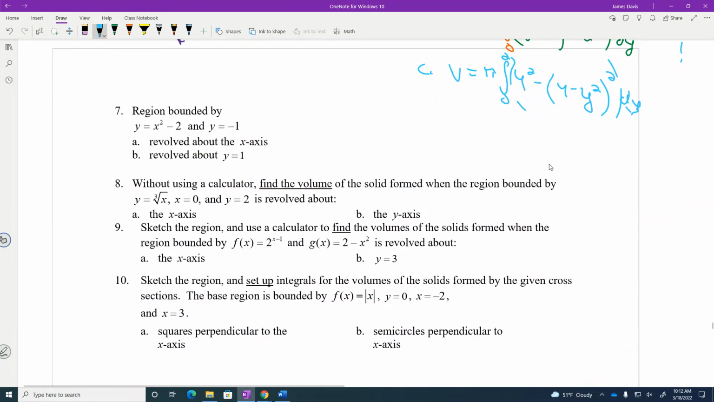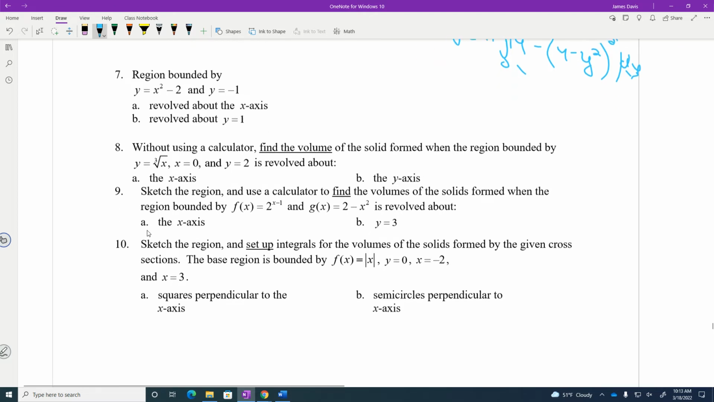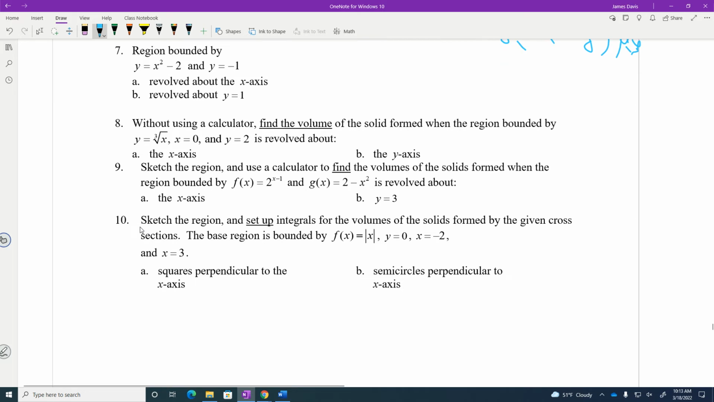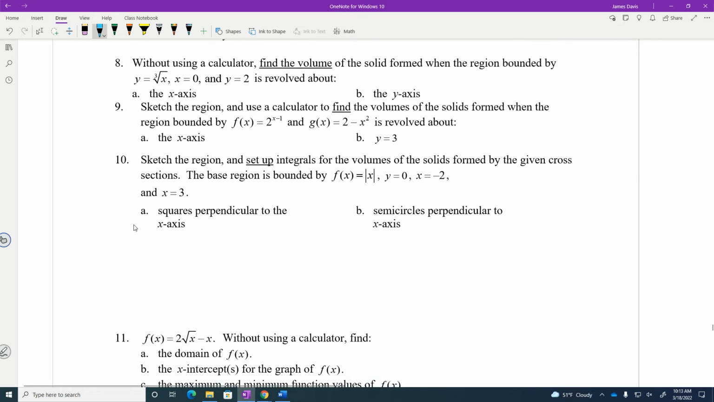Let's see what else. We got the values. Let's do a double function one. Let's do number 9 and see if that one's more challenging. And then you can use a calculator for this one. I'm going to draw a sketch.